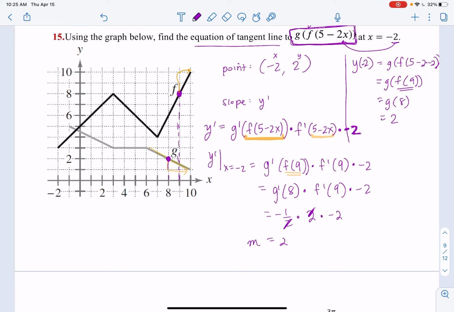And now we have our point, we have our slope, so let's plug it in. We get y minus y1 equals m times x minus x1. Since it's a double negative here, I'll simply make that a positive, and we are done. Great job.